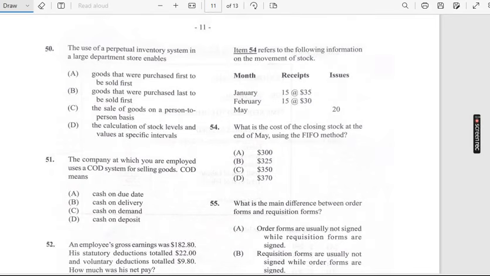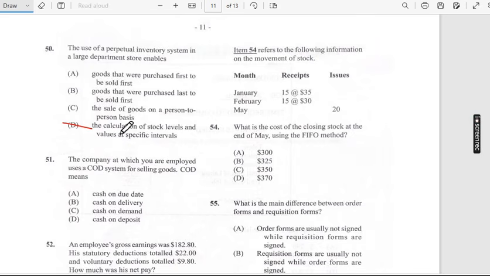Number 50. It says the use of a perpetual inventory system in a large department store enables the goods that were purchased last to be sold, or the calculation of stock level and values at a specific interval. This one has to be the calculation of stock level and values at a specific interval.